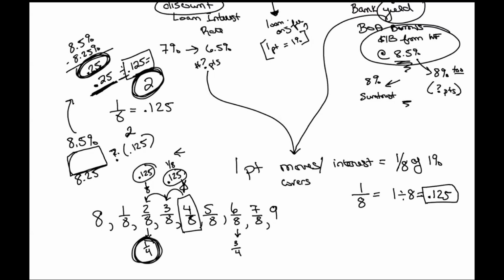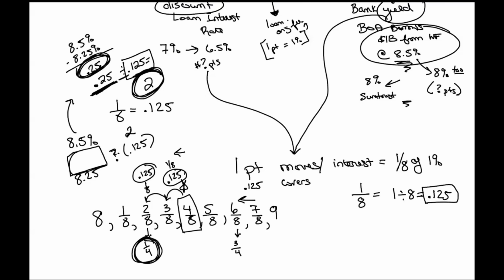It's all kind of the same math. Does that make sense? Okay. So every time you pay a point, you move it 1/8. And 1/8 is equal to 0.125.